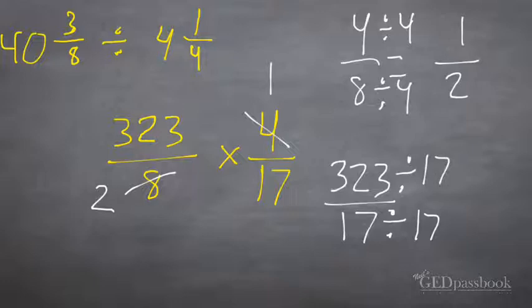So then ask yourself, what's 323 divided by 17? 19. Yeah, I was going to do it by hand. Did you use a calculator? Yeah. Let's do it by hand. Let's just do it by hand on a clean slate.